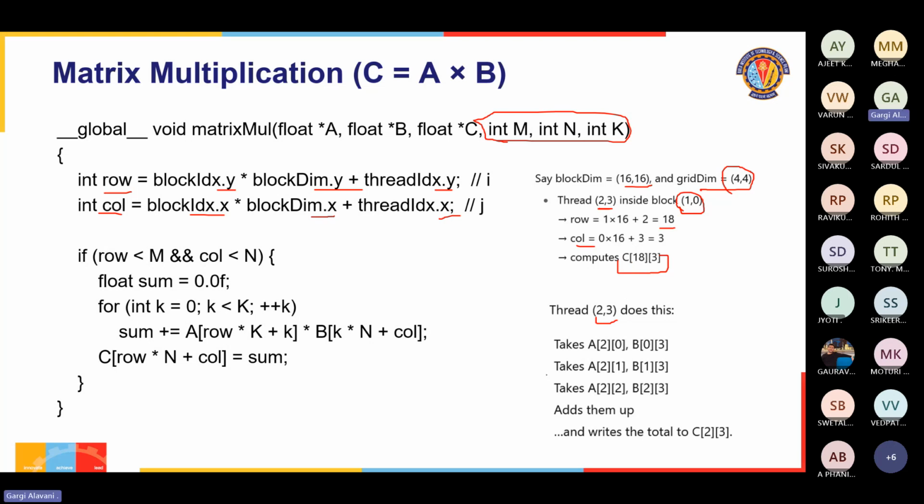Each thread will then take elements based on A and B. For example, thread 2, 3 might take A of 2, 0 and B of 0, 3, A of 2, 1 and B of 1, 3, and A of 2, 2 and B of 2, 3, and over this for loop add and then assign this sum to C of row times N plus column. So this will write the total to C of 2, 3.